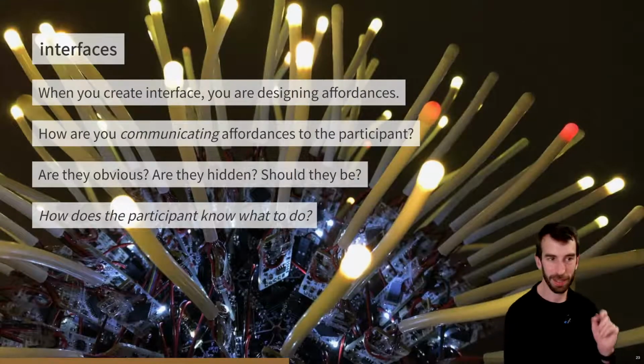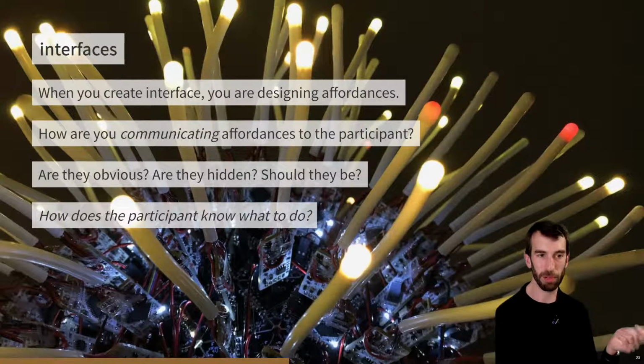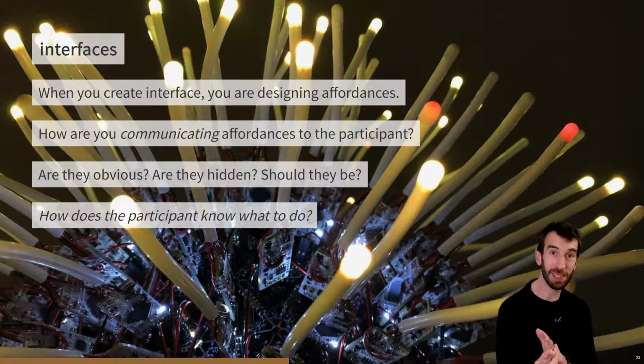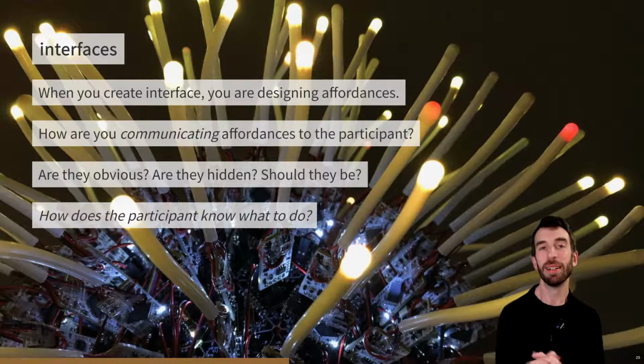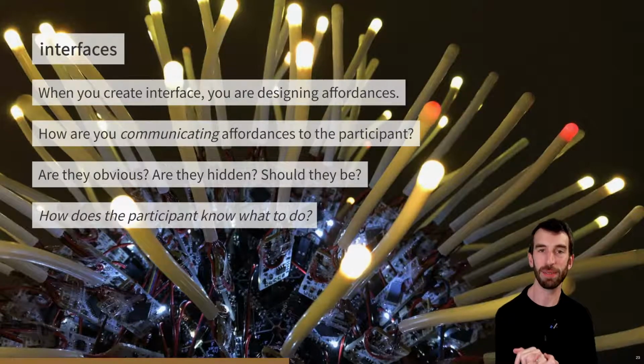Now, interfaces, this is sort of the summary of what we've been talking about. When you design an interface, you're designing affordances. But a question is how you communicate these affordances to the participant in your artwork. Are they obvious? Are they hidden? Should they be? That's something for the interface designer or the artist in an interactive art sense to decide, whether they are obvious or if they're hidden, and whether that's what you want to do.